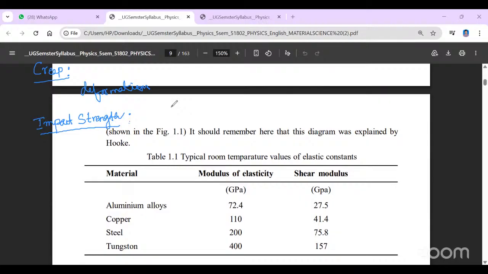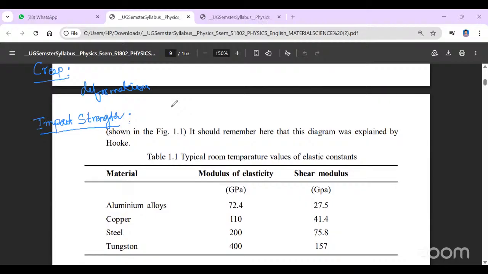To measure this impact strength or toughness, we have a machine which we call an impact test apparatus. It is also known by a machine name, the Charpy impact testing apparatus, and if you see this.